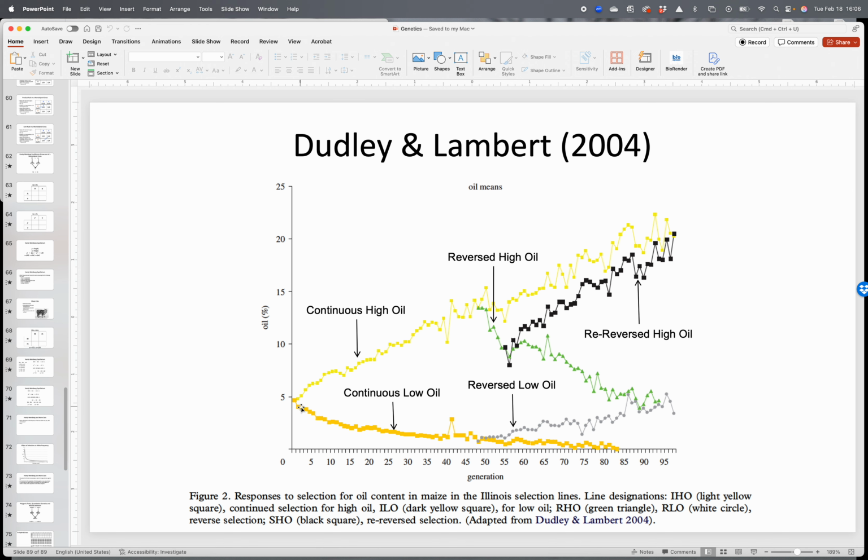And these are not drifting downward towards 0, but they are being selected downward towards 0, until by about generation 80 all of the plants are basically at 0 oil content, and that would represent a complete loss of genetic variation in the other direction.